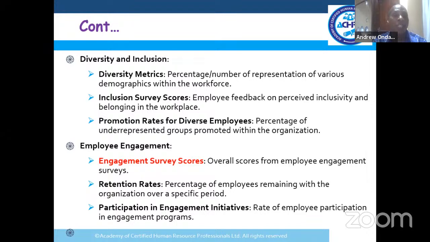Lastly, on diversity, we look at the promotion rates for different employees. People complain because some employees grow faster within the organizational structures and others stagnate. So when we are auditing the diversity and inclusion aspect, we will look at the rate at which employees are growing or are being promoted. It is possible that depending on your organizational structure, some people may stagnate at some point. This stagnation may be a pointer to a gap in your organizational structure.